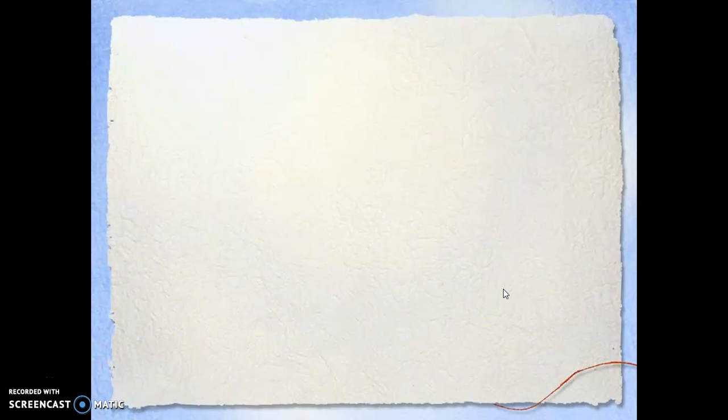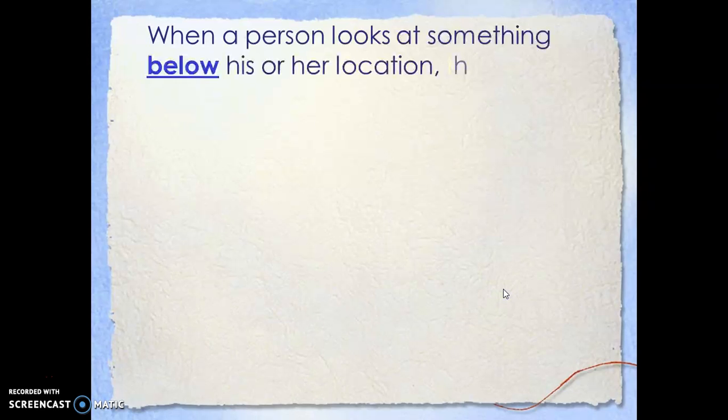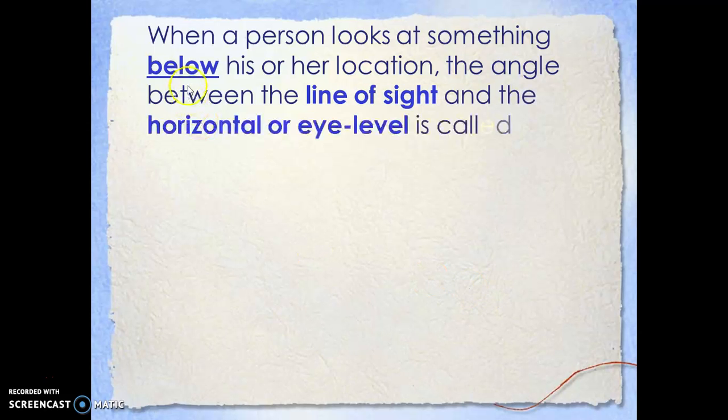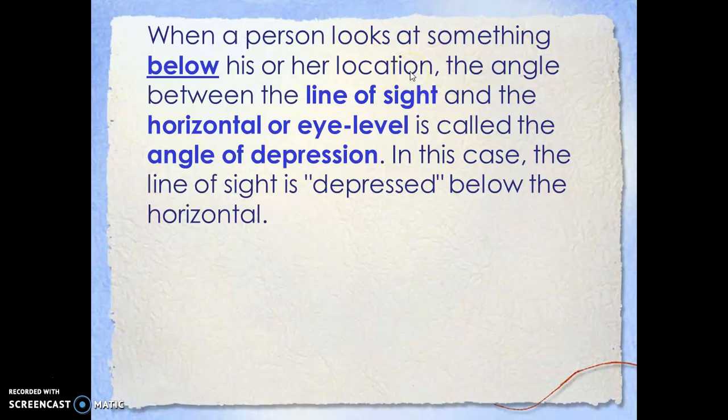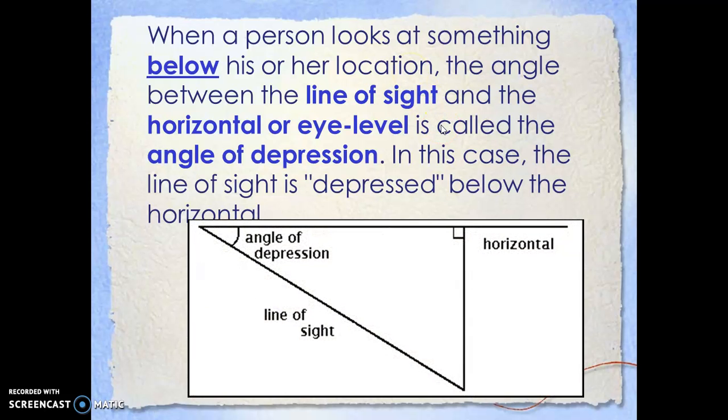How about the angle of depression? When a person looks at something below his or her location, the angle between the line of sight and the horizontal or eye level is called the angle of depression. In this case, the line of sight is depressed below the horizontal.